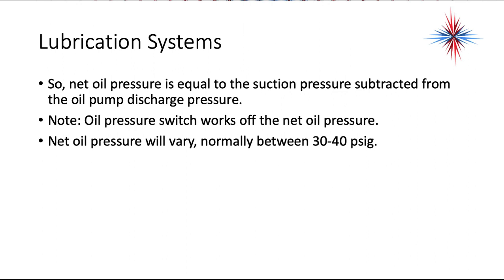So net oil pressure is equal to the suction pressure subtracted from the oil pump discharge pressure. The oil pump switch works off of the net oil pressure. If you have an oil pressure control switch, a safety switch, it's going to work off the net oil pressure. Net oil pressure will vary, but it's normally between 30 to 40 psi. Again, net oil pressure is equal to the suction pressure of the refrigerant subtracted from the oil pump discharge pressure. 30 to 40 psi is normal.